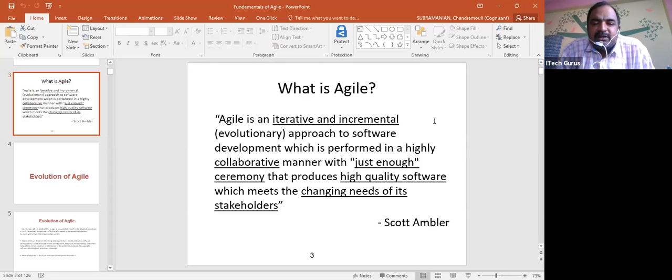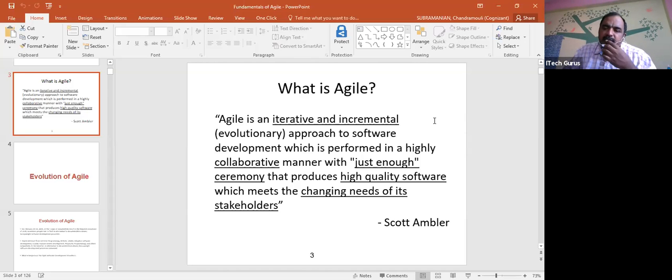So, any question on this definition of agile team? Anyway, we will deep dive into each and every terminology as we move forward today. But this is a high level. Without understanding what is agile, we cannot deep dive further. Is it clear, all of you?